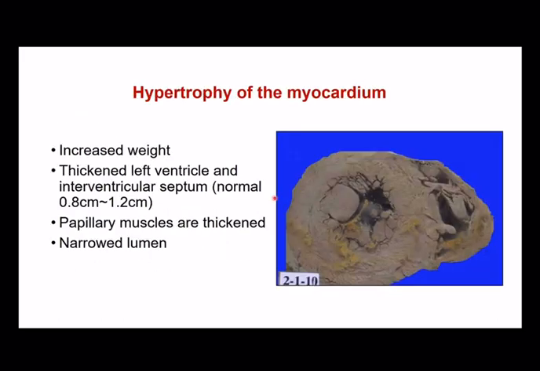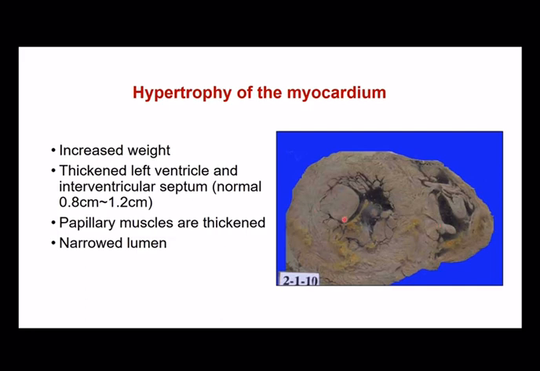Here we have a specimen of heart. This is left ventricle, this is right ventricle. The size of the heart is normal, but the weight is increased. The normal thickness of right ventricle wall is 5 millimeters. The left ventricle wall is 8 to 12 millimeters. Here, in this specimen, the right ventricle wall is normal. The left ventricle wall here and the interventricular septum are thickened, measuring over 20 millimeters in thickness.